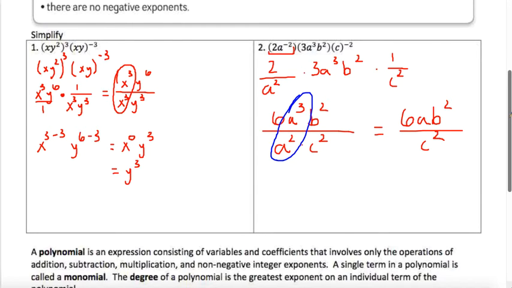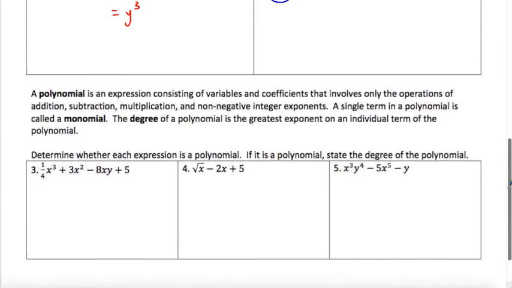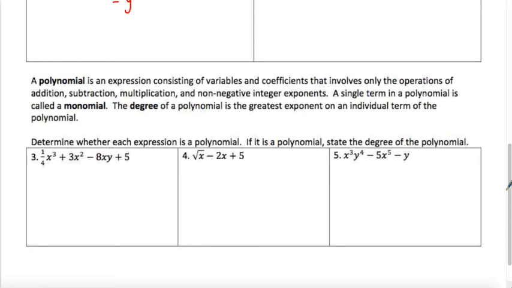All right, so now moving on to expressions that are polynomials. A polynomial is an expression consisting of variables and coefficients, and importantly, it can only involve certain operations. So we have addition, subtraction, multiplication, and non-negative integer exponents. And then the degree of a polynomial is the greatest exponent on an individual term of the polynomial.